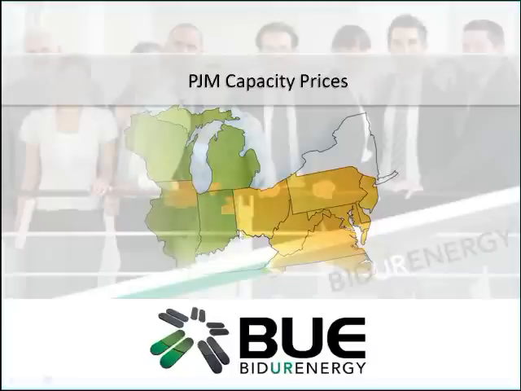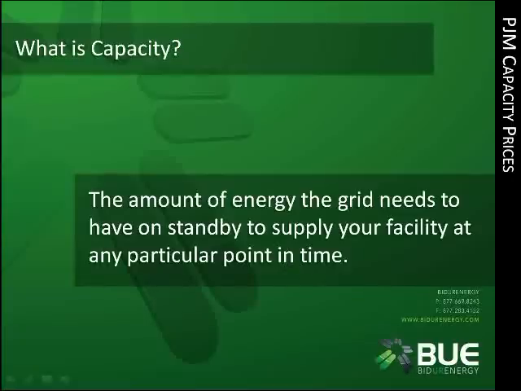On the first slide, I have the definition of capacity, which is the amount of energy the grid needs to have on standby to supply your facility at any particular point in time. So whether you use it or not, the grid must always have that energy on hand to ensure reliability across the board. We don't want any blackouts or brownouts. And every building has this peak number they use, and it's up to the RTO, which in this case is PJM, to make sure that is always on hand to fulfill your capacity obligations.